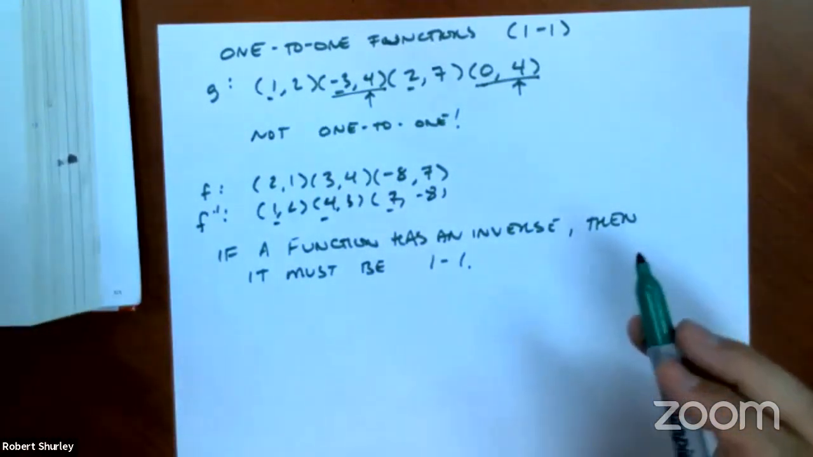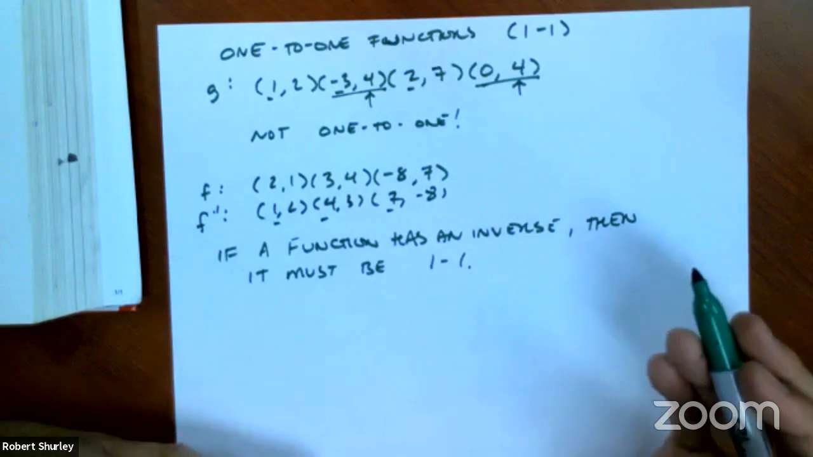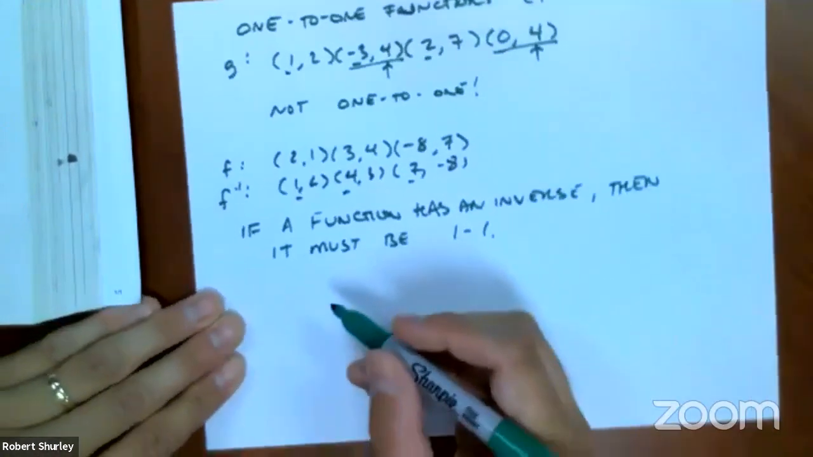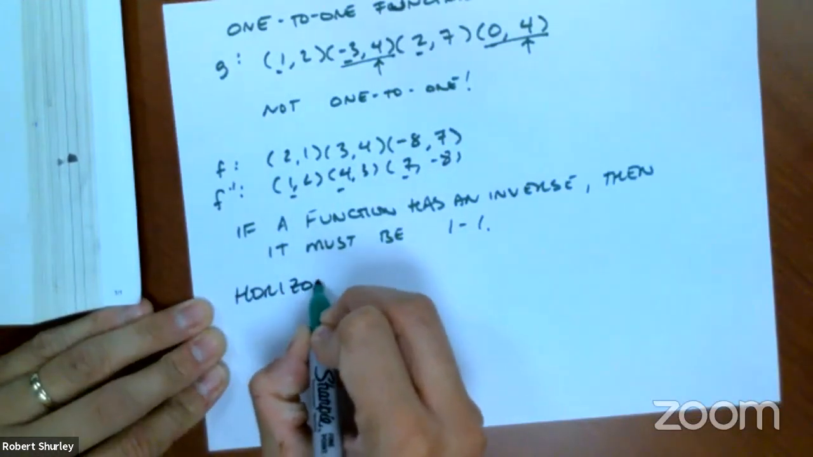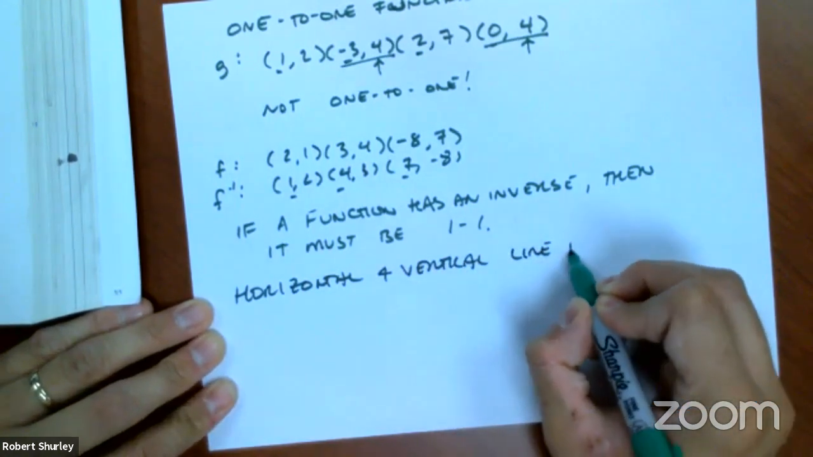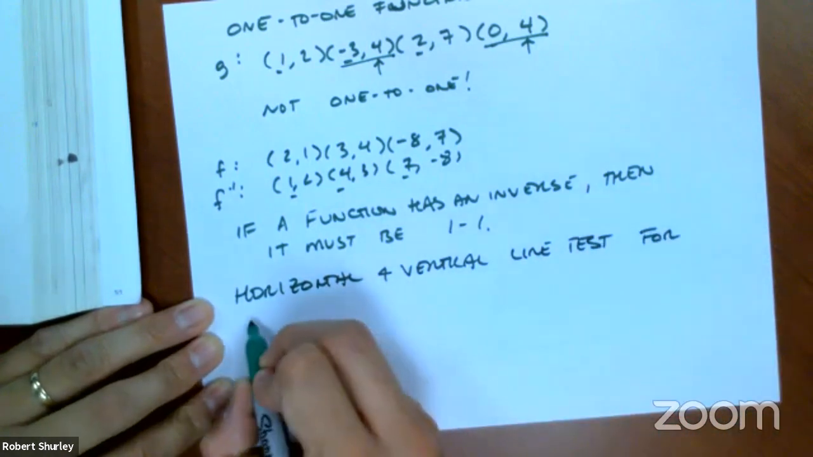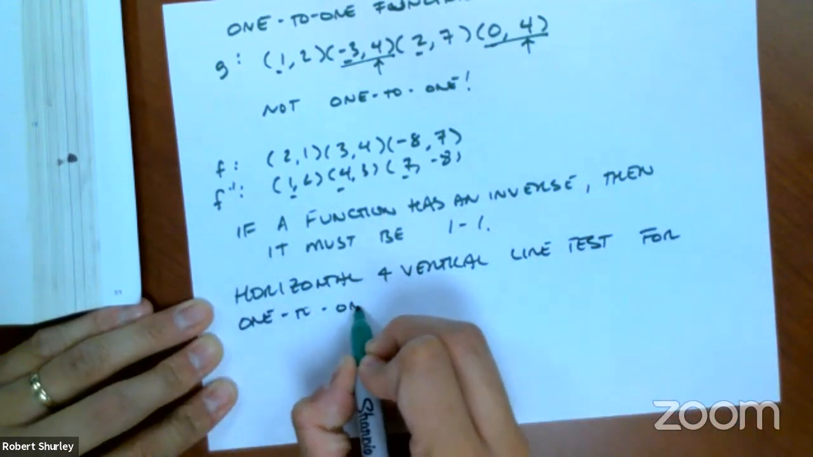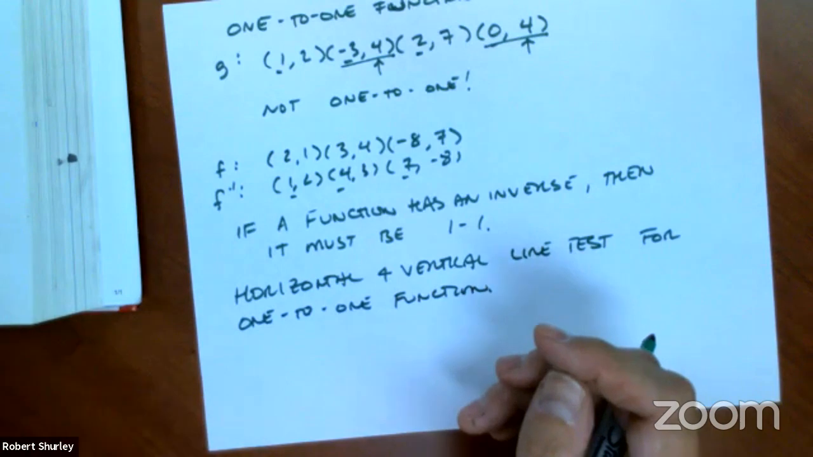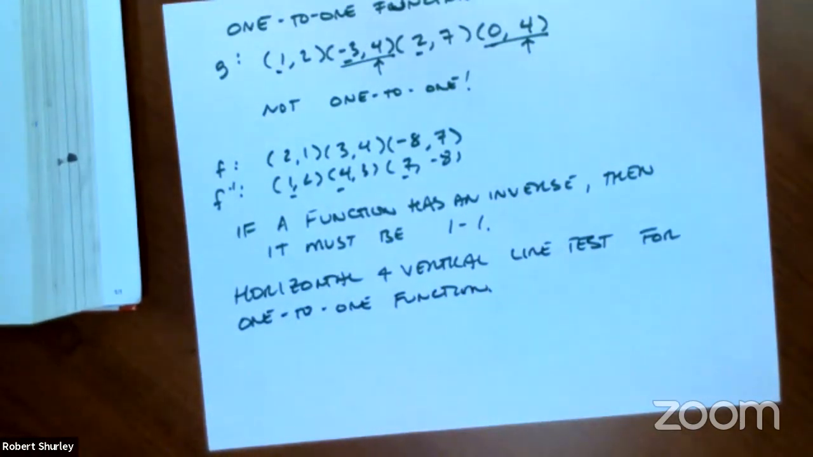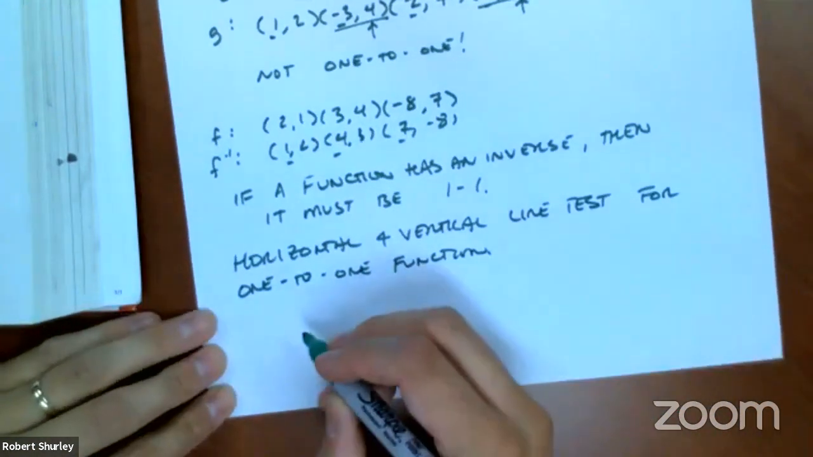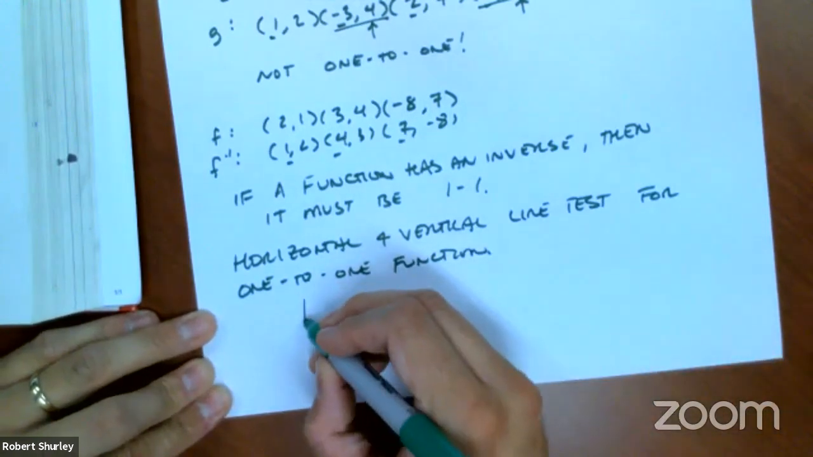So therefore it's one-to-one. Now we also have to understand that it's not just a vertical line test now. We also have a horizontal line test for one-to-one. So horizontal and vertical line test for a one-to-one function. Okay, put my mask on. So just some examples here that would be one-to-one and would not be one-to-one.